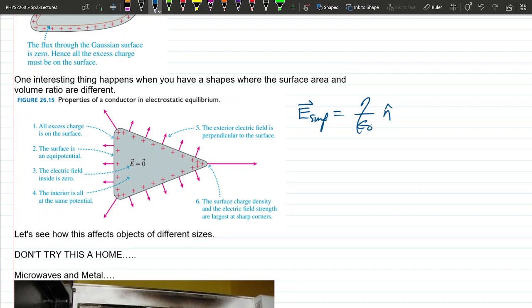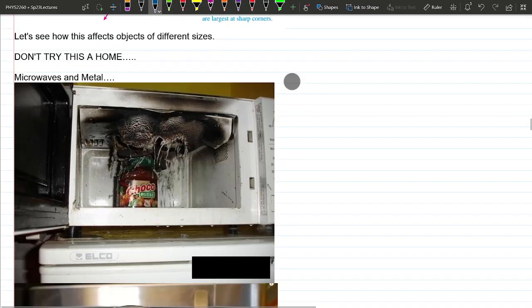And this is why when you microwave metal in a microwave, it's not just because it's metal, it's because metal is a conductor, and if you have sharp edges, for example, the lid of this is probably made of metal, and the lid probably has a bunch of sharp edges to it. And the sharp edges are where the electric field is the greatest, right?